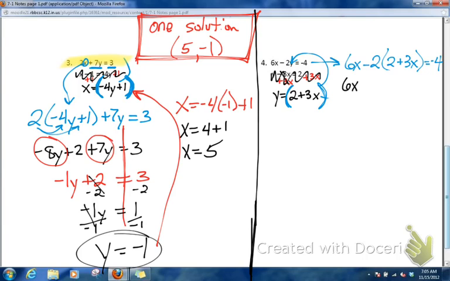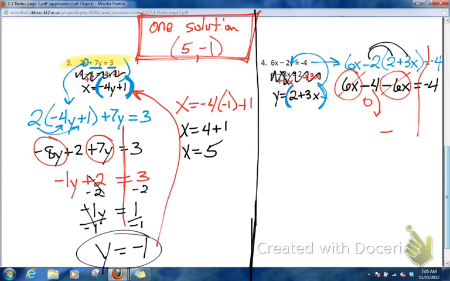So 6x, I'm going to distribute my negative 2. That's going to give me negative 4, it's going to give me a negative 6x, and it still equals negative 4. And now, this is where you notice the special part of this problem. On the left side here, I have a positive 6 and a negative 6. Well, those make 0.